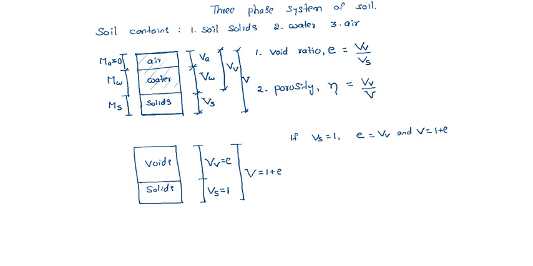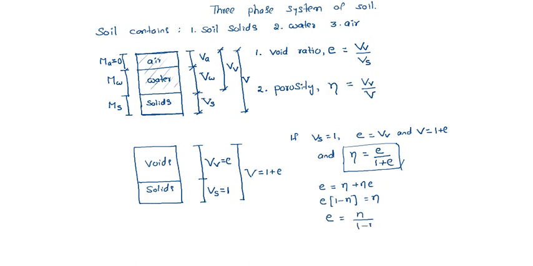Now porosity will be volume of voids, that means e, by total volume, which is 1 plus e. So this is the relation: eta, the porosity, equals e by 1 plus e. Similarly, by manipulating eta and e, we can get the formula for e also. Cross multiplying, e equals eta plus eta into e, or e into (1 minus eta) equals eta, and e equals eta by (1 minus eta). This is the formula for void ratio. If you know the void ratio, you can find porosity, and by knowing the porosity, we can find void ratio. So vice versa. These are two very important parameters, void ratio and porosity.